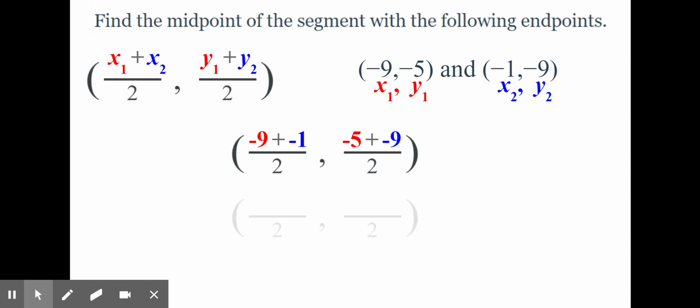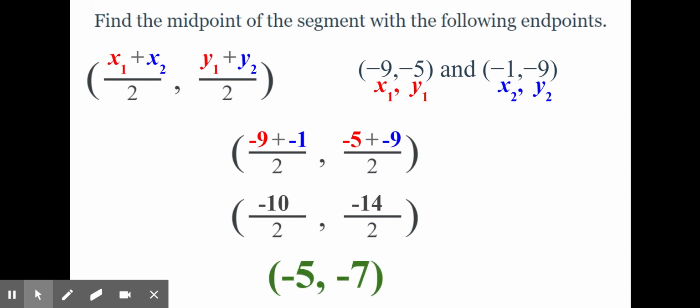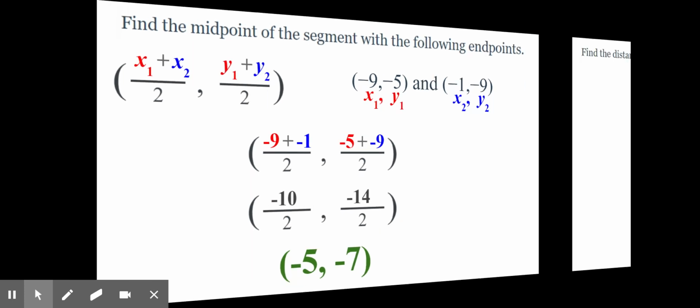Now we simplify. -9 plus -1 is -10, and -5 plus -9 is -14. -10 divided by 2 is -5. -14 divided by 2 is -7. So the distance, or I'm sorry, the midpoint, the point right in the middle of a line segment with the endpoints we were given, is the point (-5, -7). I got way ahead of myself a little bit.